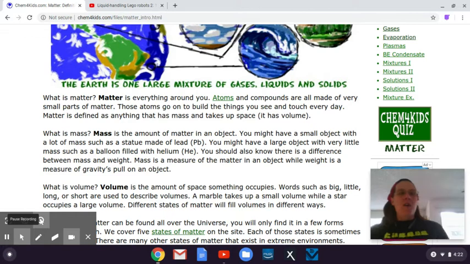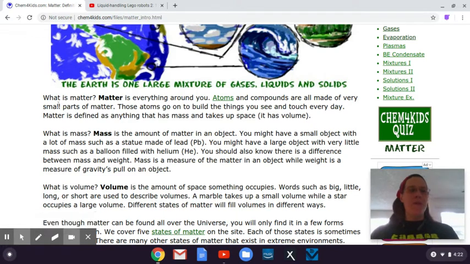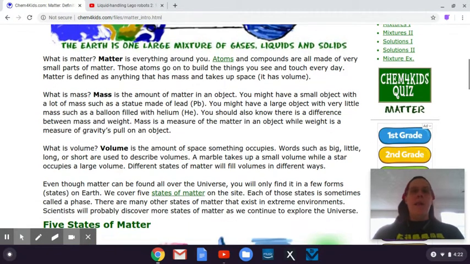All right, as we're following along, what is matter? Matter is everything around you. Atoms and compounds are all made of very small parts of matter. These atoms go on to build things you see and touch every day. Matter is defined as anything that has mass and takes up space. What is mass? Mass is the amount of matter in an object. You might have a small object with a lot of mass, such as a statue of lead. You might have a large object with very little mass, like a balloon filled with helium.